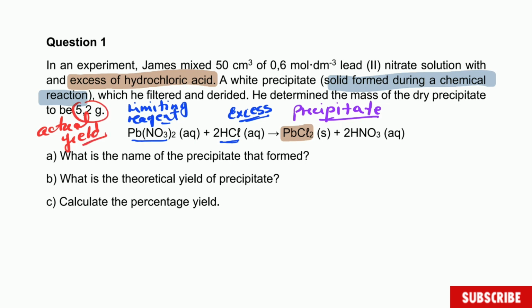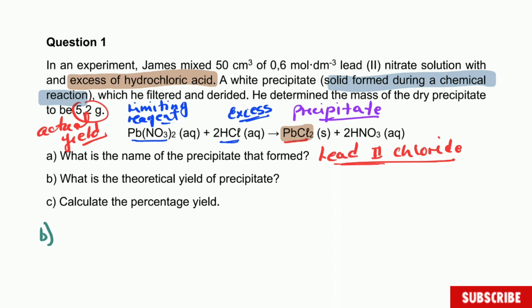Now question A, what is the name of the precipitate that formed? Very simple, we're looking for the name of this one, and we have lead(II) chloride. Lead(II) chloride, that is the name, and it's quite simple. Now, what is the theoretical yield of the precipitate? To calculate the theoretical yield, we need to know which one is the limiting reagent, which in this case is given to us. So the first thing we have to do, this one is question B.